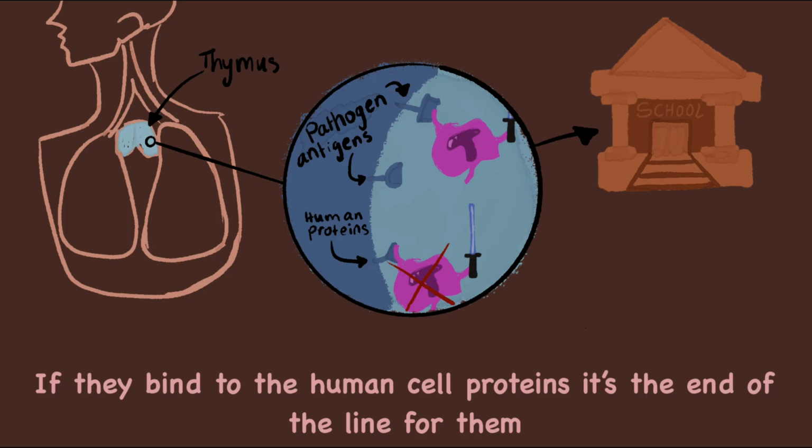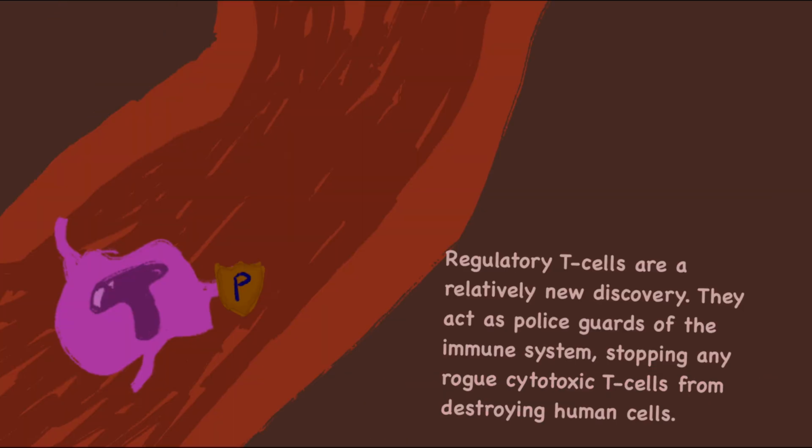But sometimes there are cytotoxic T cells, or T cells that get past that. In addition, there's a relatively new discovery that's been made called regulatory T cells. These regulatory T cells act like the police of your immune system, and if a cytotoxic T cell tries to destroy a human body cell, it quickly shuts down that operation by either suppressing the function or growth of that cytotoxic T cell or destroying it completely.